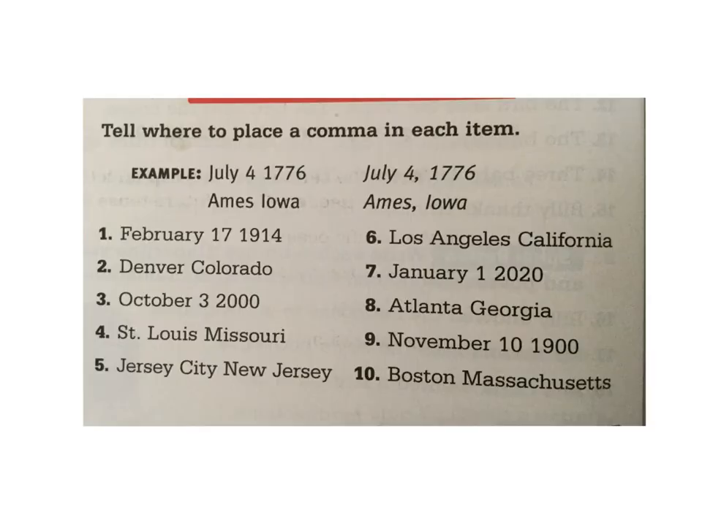Okay, on this page, 1 through 10, what you're going to do is write it correctly using the two rules. Remember, a comma between the day and the year, and a comma between the city and the state. So do that for number 1 through 10. As an example, number 1 would be February 17th, comma, 1914. Number 2 would be Denver, comma, Colorado. And finish 3 through 10.